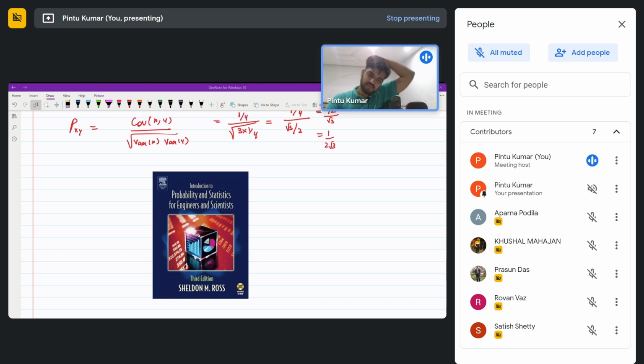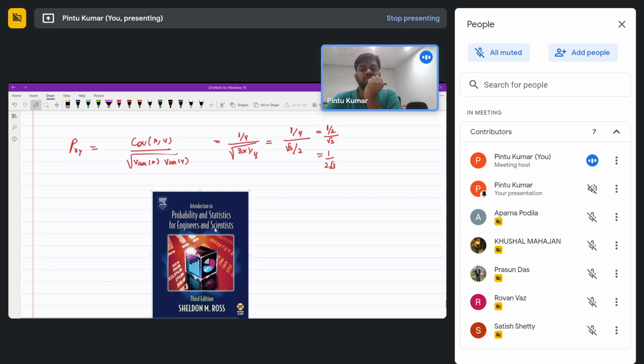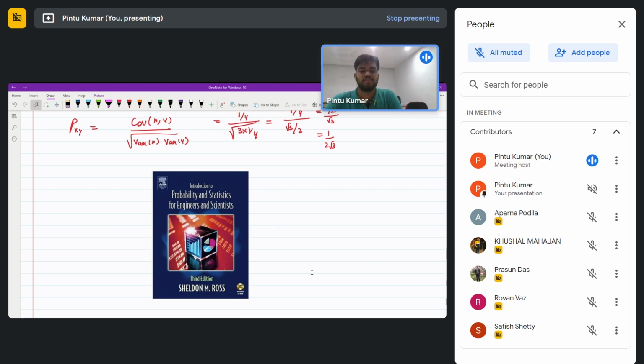Some questions I randomly took from the internet, which I didn't find in this book. I took them from other sources also, but this is more or less the book that I followed for this.